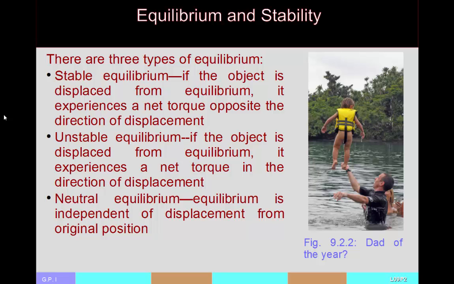An unstable equilibrium means that if it's displaced slightly from the equilibrium condition, then the net torque is going to move away from the direction of equilibrium. In other words, the net torque will be in the same direction as the displacement, and the object will fall out of its equilibrium entirely. Neutral equilibrium basically means if you displace the object from its equilibrium position, then it doesn't really experience a net torque towards or away from the original position. The equilibrium is basically independent of displacement from the original position.